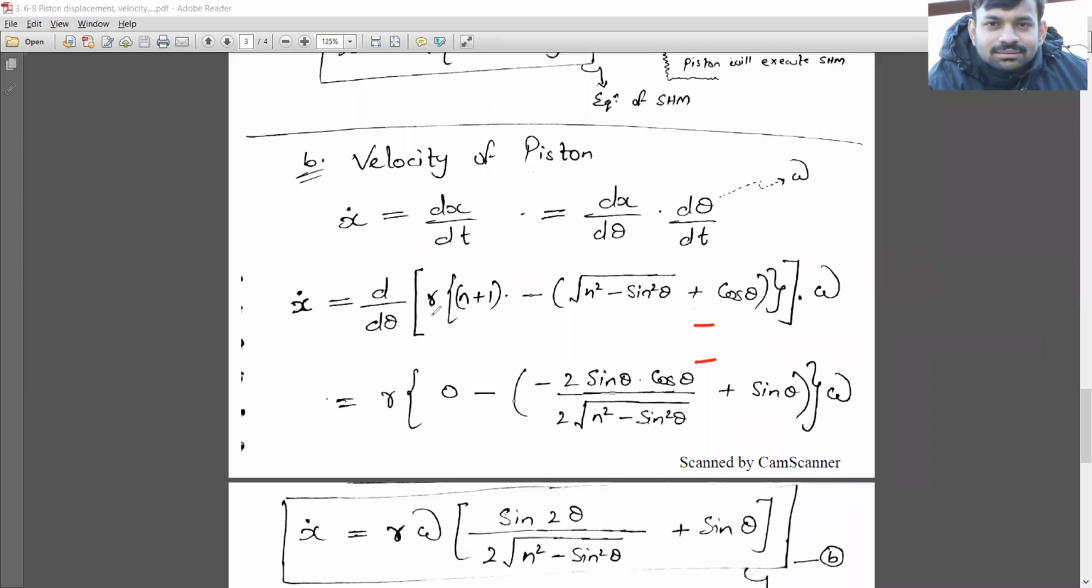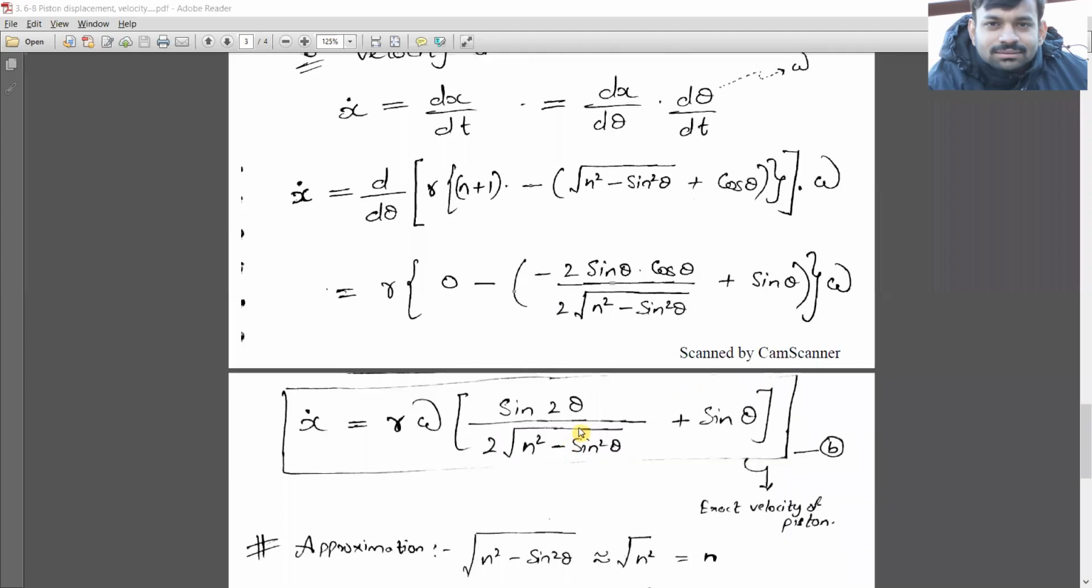Okay, so r is outside, and n plus 1 has no theta term, so it will become 0. Once you differentiate n square minus sin square theta, you will get 2 sin theta cos theta upon 2 under root of n square minus sin square theta. And the differentiation of cos theta is sin theta. All right, this will get multiplied by omega.